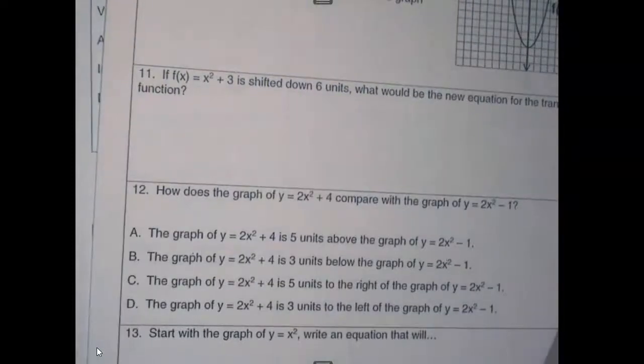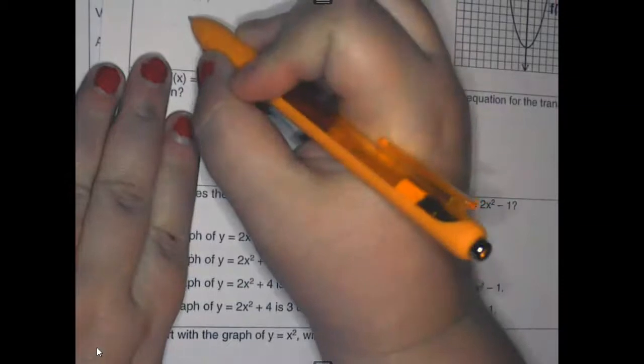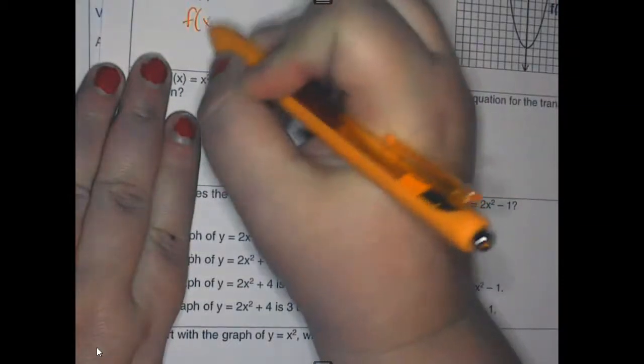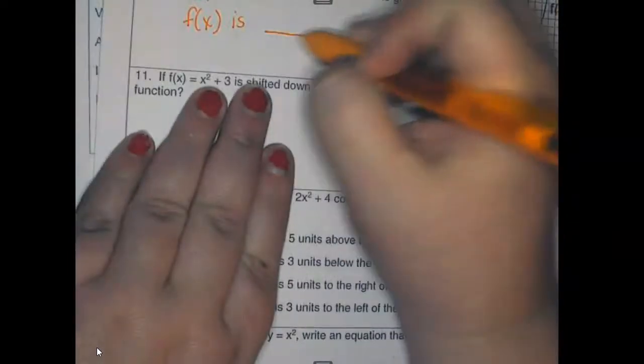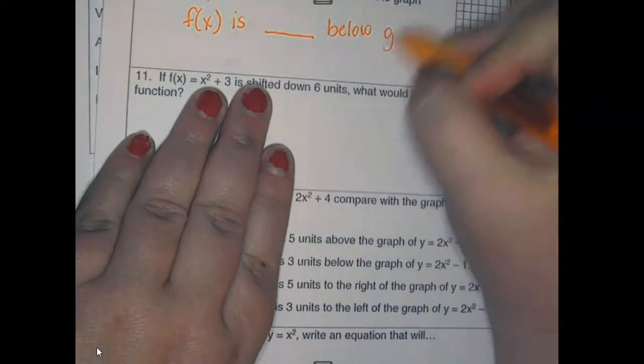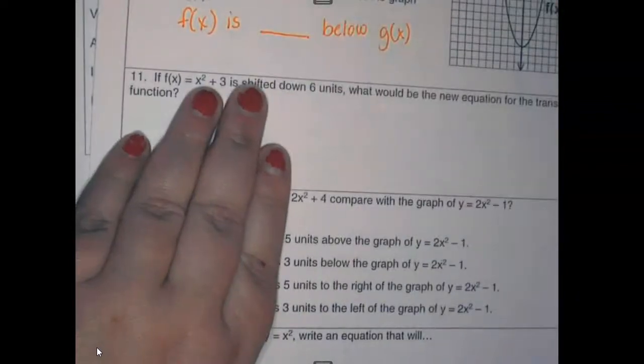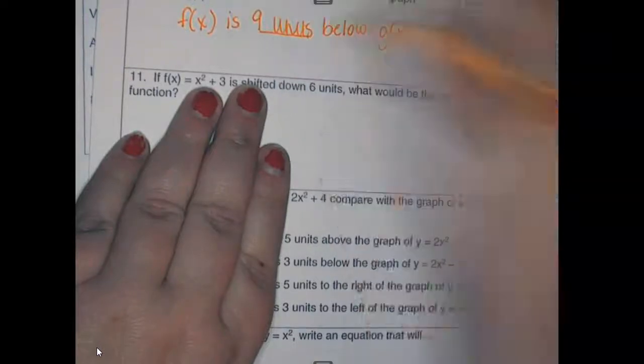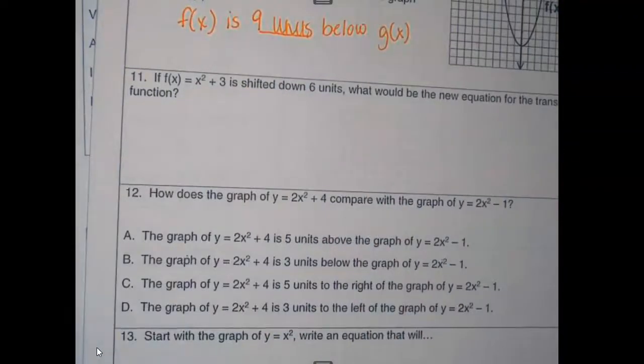How does the graph f of x compare to g of x? Well, f of x is blank units below g of x. So let's see how far it is below. 1, 2, 3, 4, 5, 6, 7, 8, 9. 9 units below. So we're just making a comparison there. Sorry. Forgot the graph was in there.